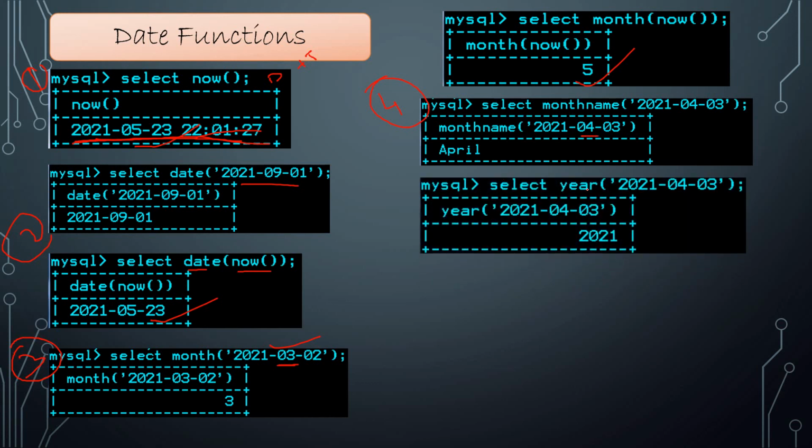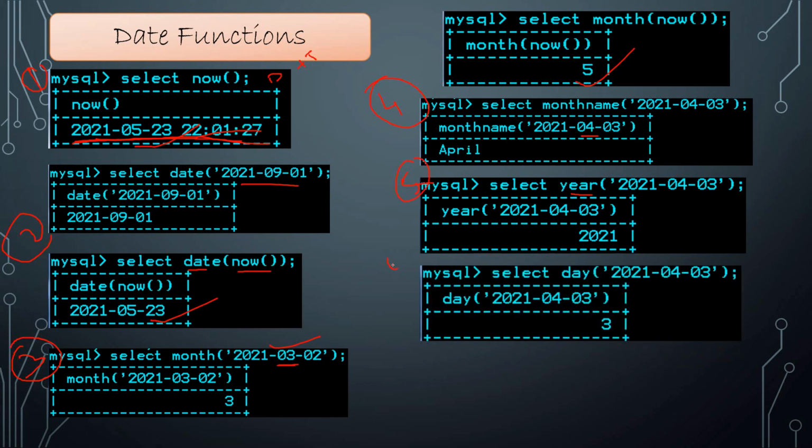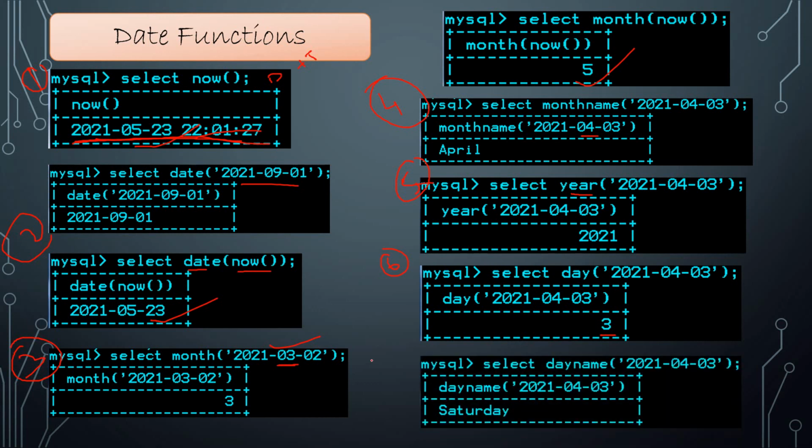After that, year. If I want to fetch the year, we can directly use year and we will get the year in the answer. Then day is used to fetch the date number. Here we have 3, so it is 3. And if I want to get the day name, then we have another one, that is day name. On 3rd April 2021 it was Saturday, and we are getting it as Saturday.